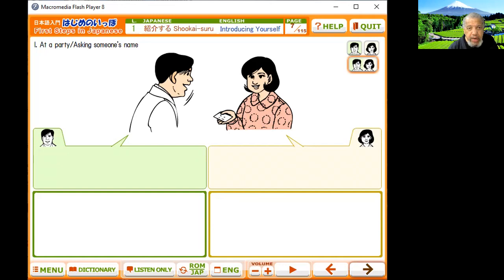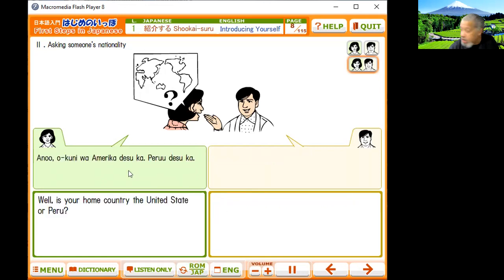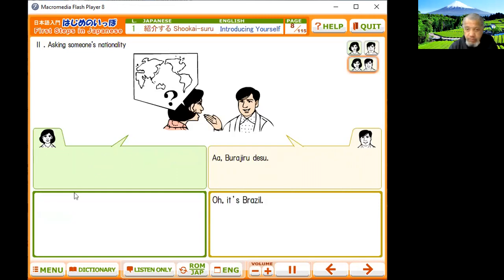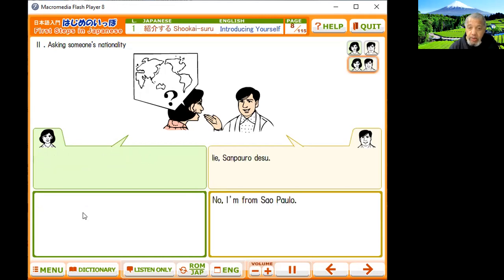That's lesson number 1 at a party, asking someone's name, and then the conversation continues, asking someone's nationality. Let's let the both of them do the conversation. No, I'm 僕に何ですか, so it turned to English. So you can read it. ブラジルです。そうですか。ブラジルのどこですか？サンパウロです。I see. Okay, I see.